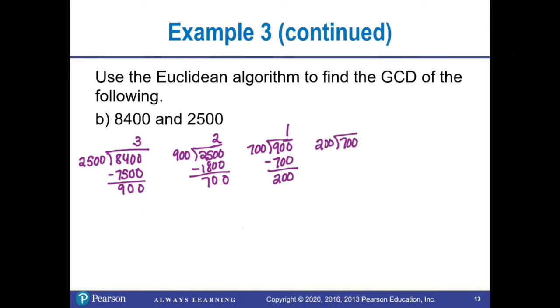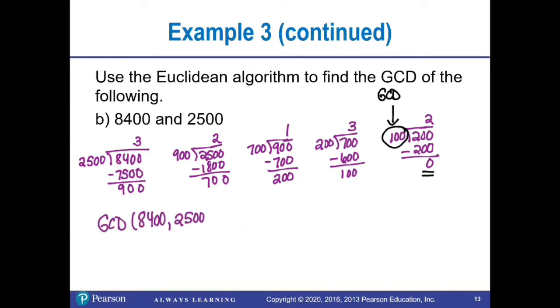200 goes into 700 3 times with a remainder of 100. And 100 goes into 200 twice with a remainder of 0. So notice I've repeated the process until I got a remainder of 0. That tells me that my GCD is the divisor. So here, my GCD would be 100. So the GCD of 2,500 and 8,400 is 100.